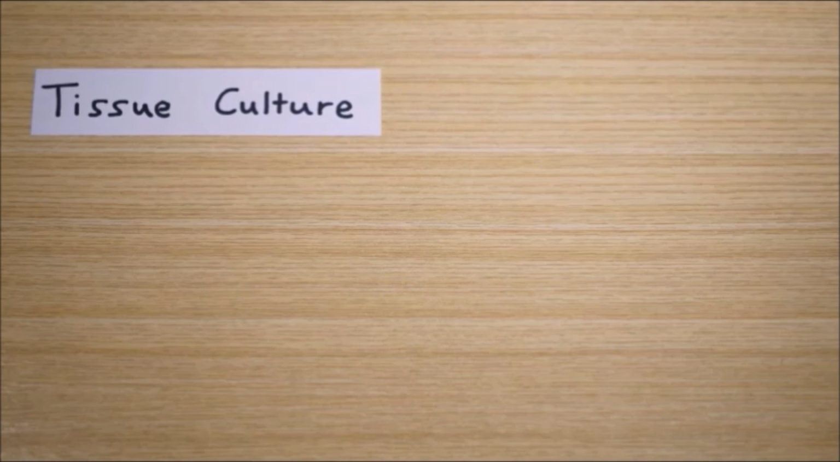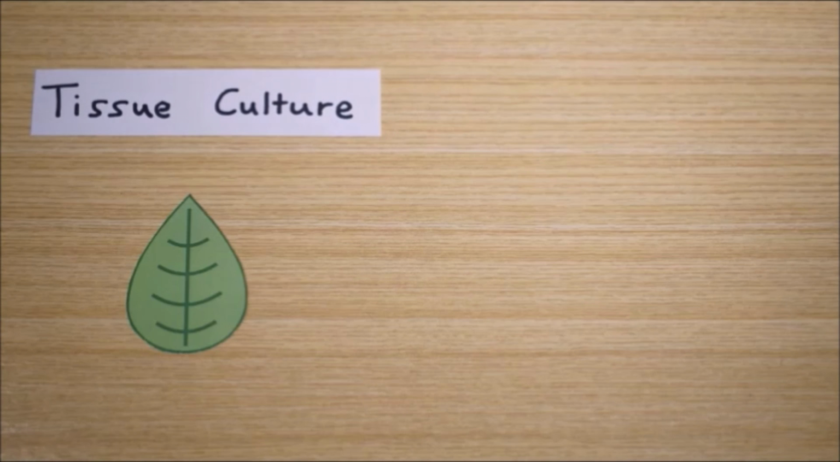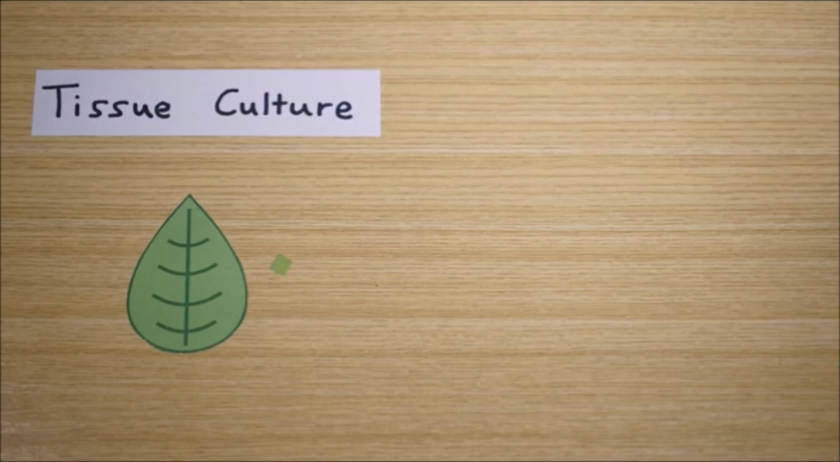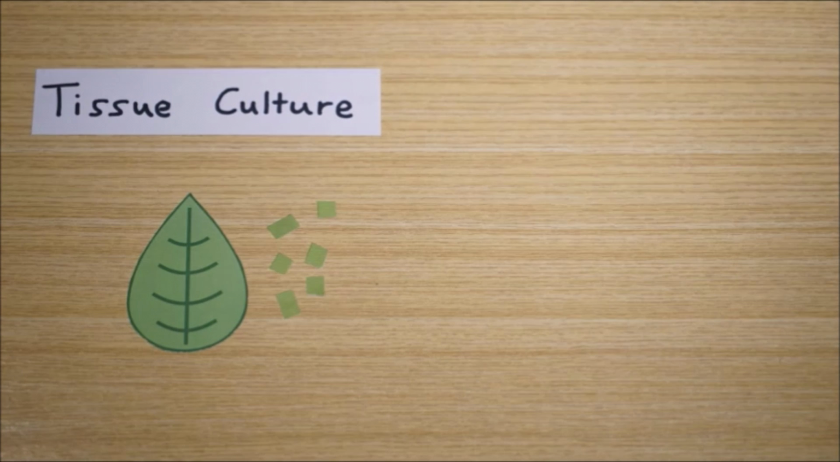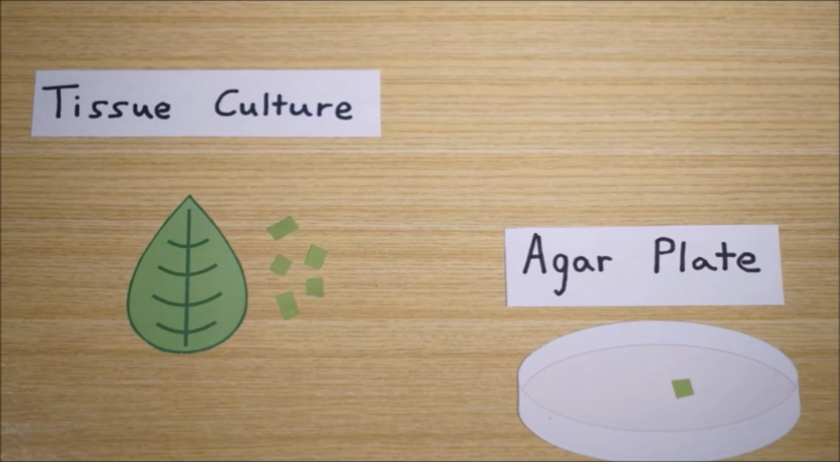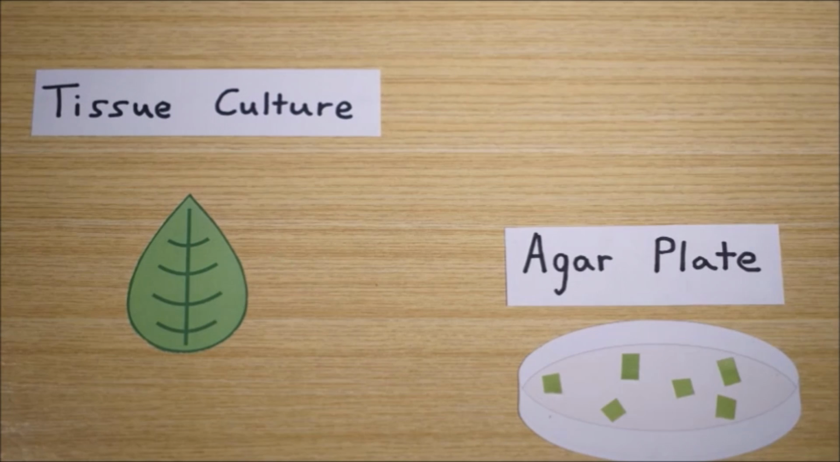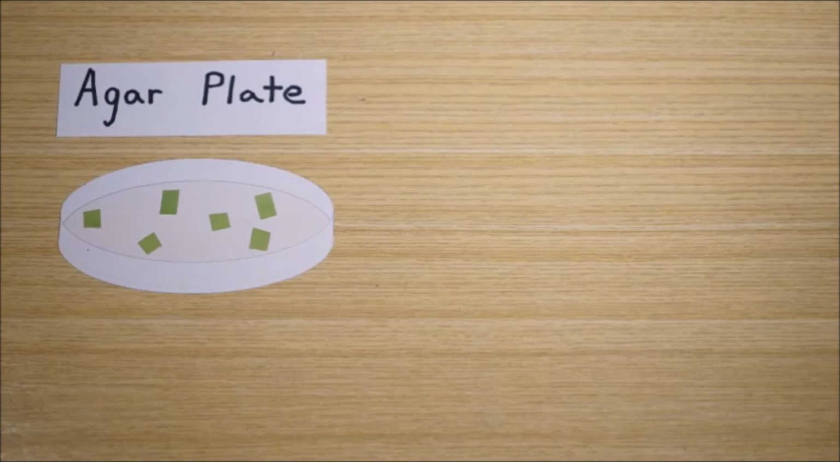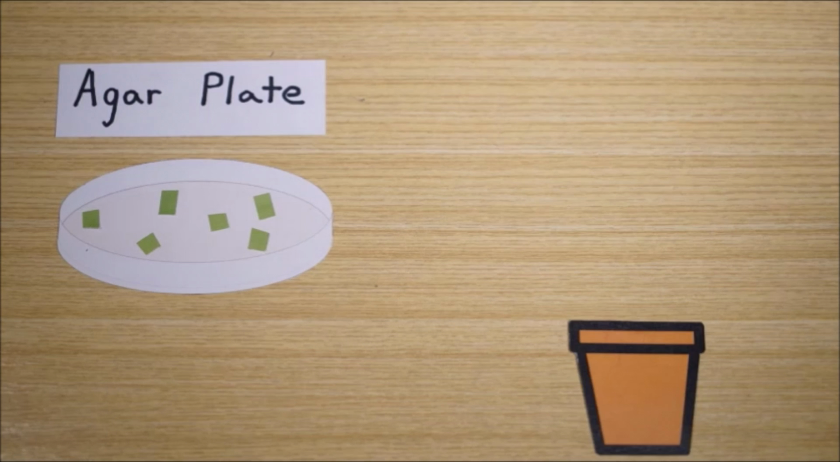Tissue culture is a method of artificially cloning some species of plants by taking advantage of their natural cloning ability. It is done as follows. Small amounts of tissue are harvested from the parent organism. The tissue samples are transferred to an agar plate where plant hormones are added to stimulate growth. Each small tissue sample then develops into a tiny plantlet, a miniature version of each parent plant that can then be transferred into pots to grow into fully fledged plants.